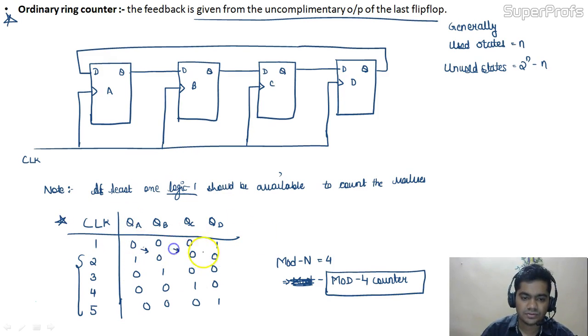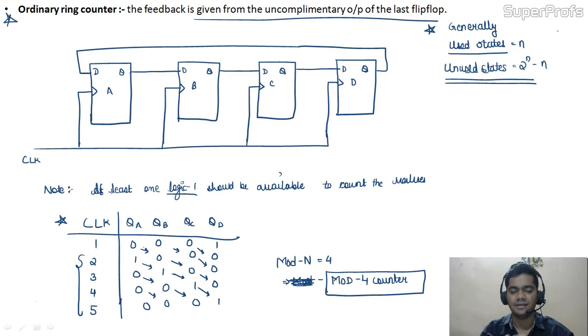You can mark the arrows like this, so it would be more understandable. Okay, like this. And this is a mod 4 counter for this example, and generally the expression is, the used states would be n and the unused states would be 2 raised to power n minus n. So quickly write these points, then we are going to see a self-started ring counter. The drawback of the ordinary ring counter would be rectified in the self-started ring counter.